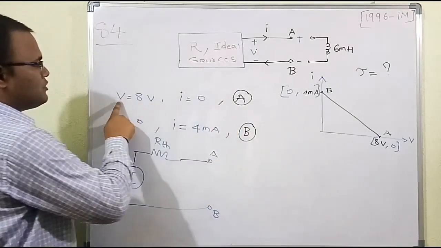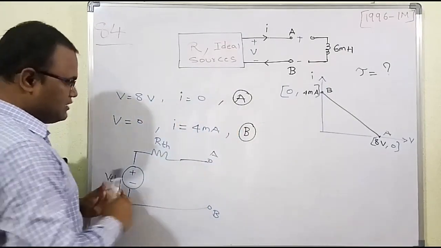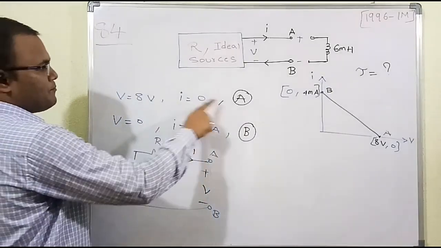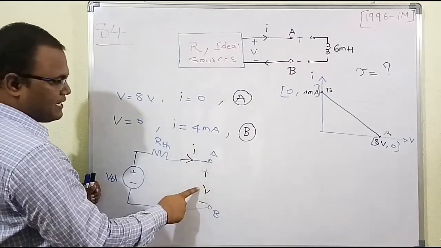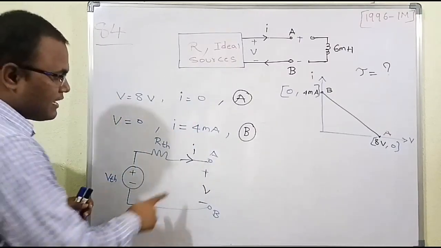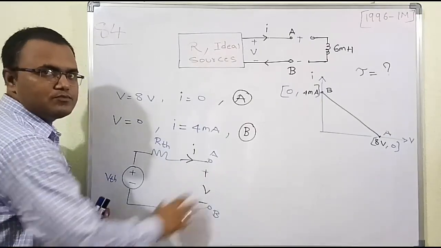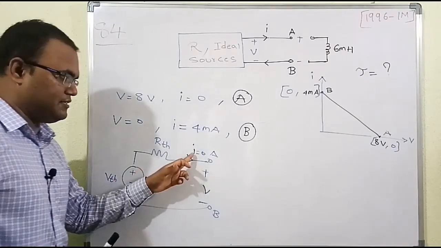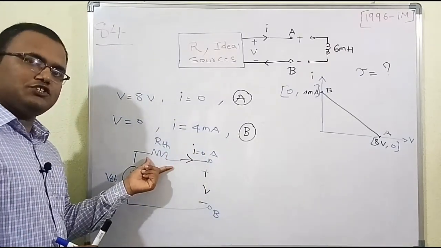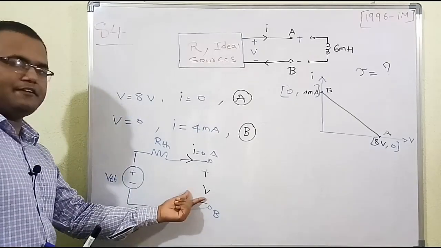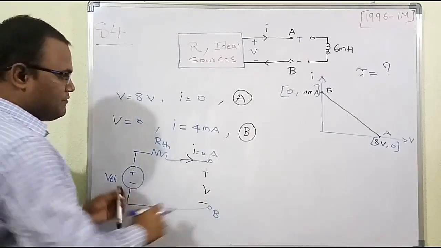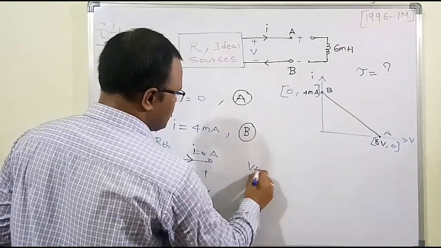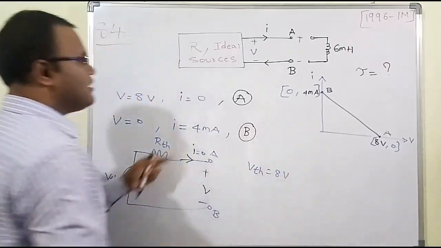At point A the voltage is 8 volt and the current is 0. Current will be 0 only when it is an open circuit, so I am open circuiting it. When the current is 0, the drop across the resistance is also 0. So therefore VTH is equal to V. But V is given, which is 8 volt. So therefore we got VTH is equal to 8 volt from point A.